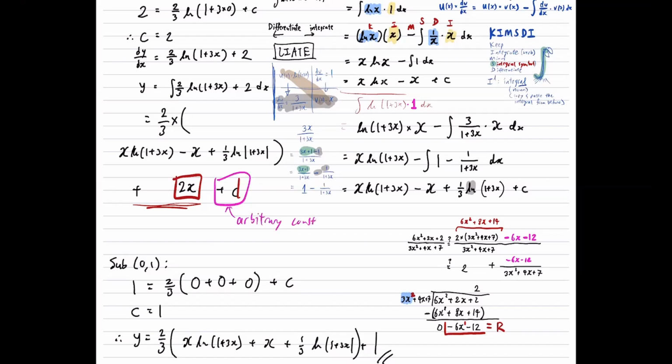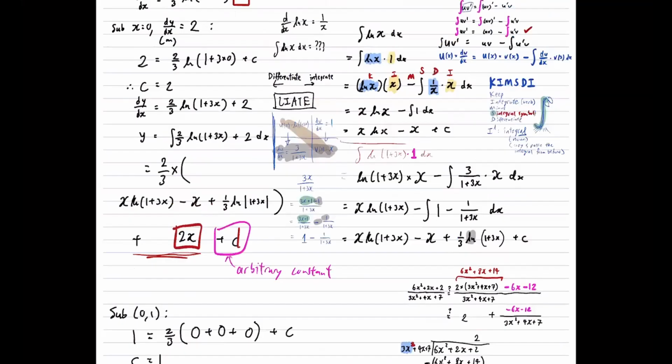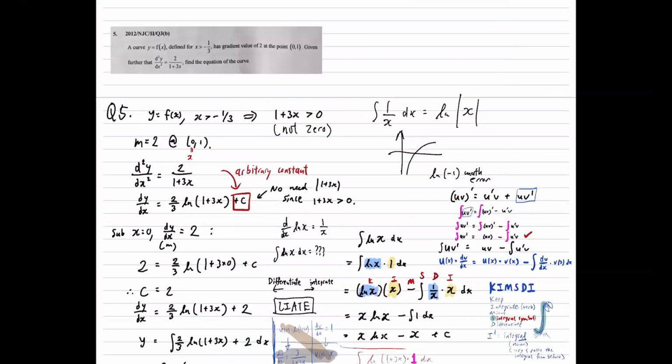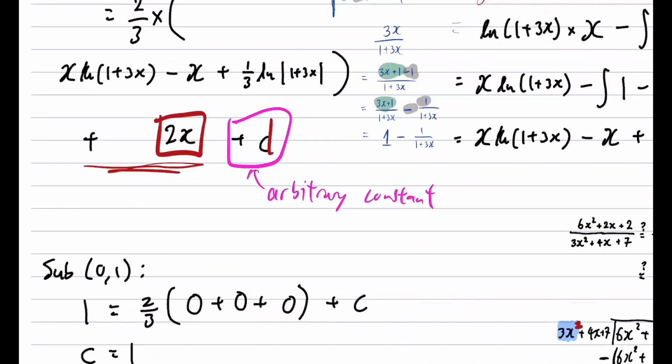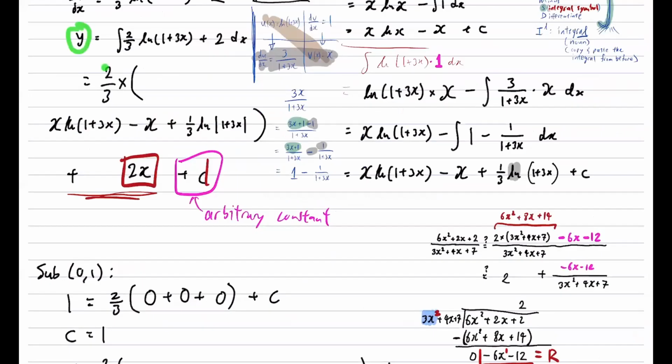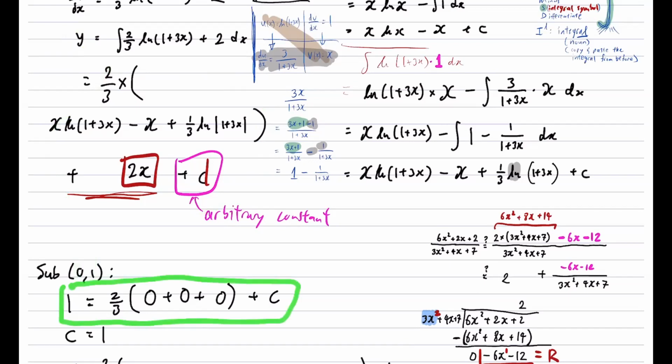Okay, so let's read back the question. Let's look back at the question and we realize that they gave us 0, 1. So x equals 0, y equals 1. Then we just need to sub in, no? Correct? Yeah. Sub in. Okay, so y is now equal to this, and we can sub in 0, 1. So what we'll get, 1 equals 2/3 multiplied by 0 plus 0 plus 0, and then plus d.